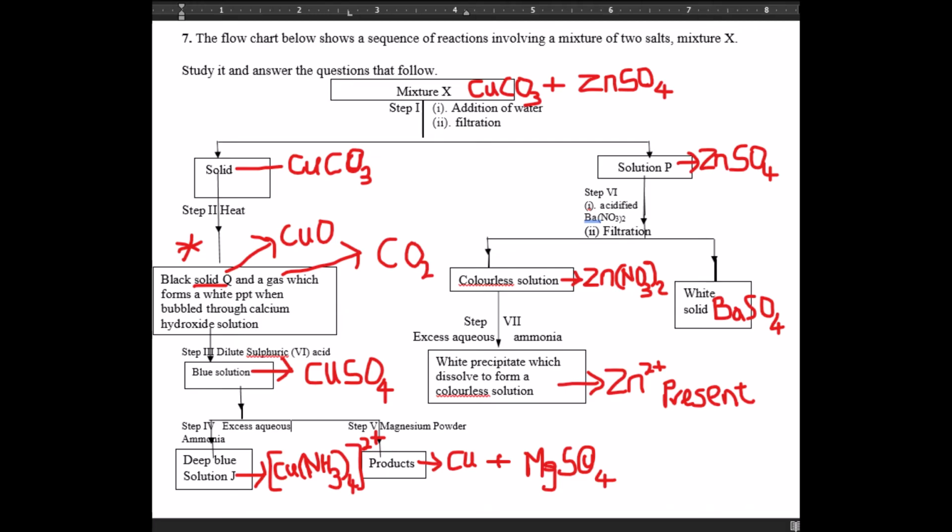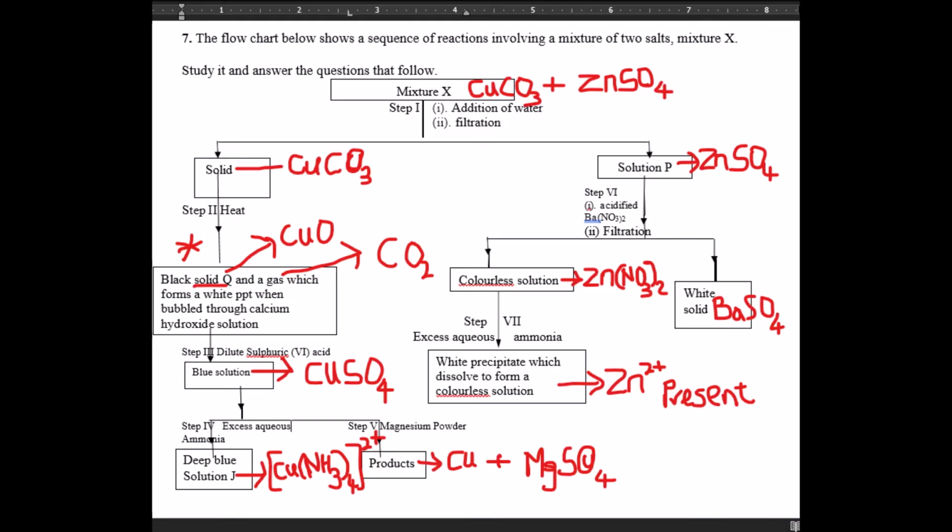Going on to question number 7. You're given that flowchart, and what I can advise before you go on to answering the question, first of all, study the flowchart. That is what the question directs. You study the flowchart, and you can start from step 1. For example, in step 1, you're adding water, you're doing filtration. Maybe there's nothing much you can say there because you don't know what X contains. The mixture X you don't know.